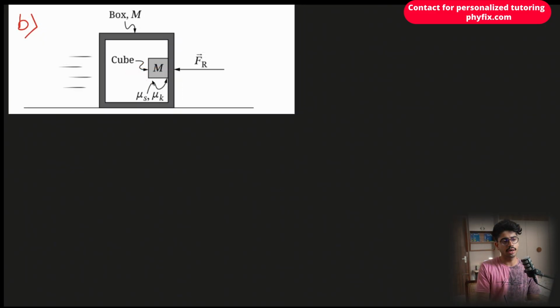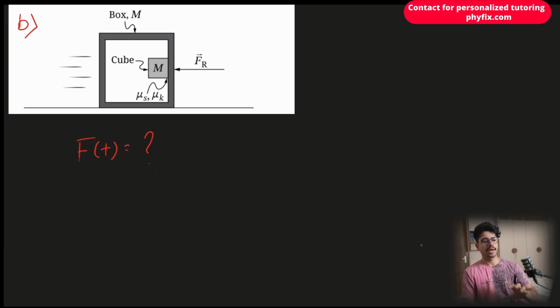Okay, so we have to find out the normal force. If you think about it directly, it might be challenging. So how can you get the normal force directly? To determine that, the first step is that we have to take the box and the cube as a system, a combined system.